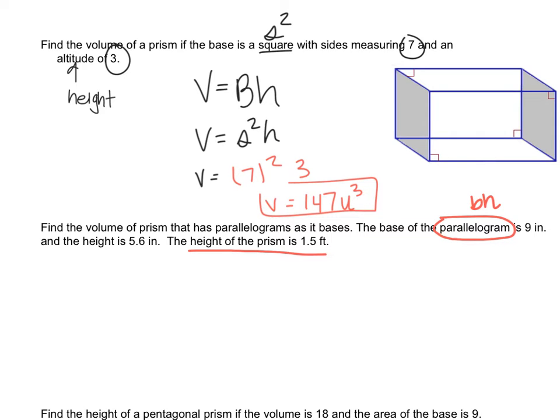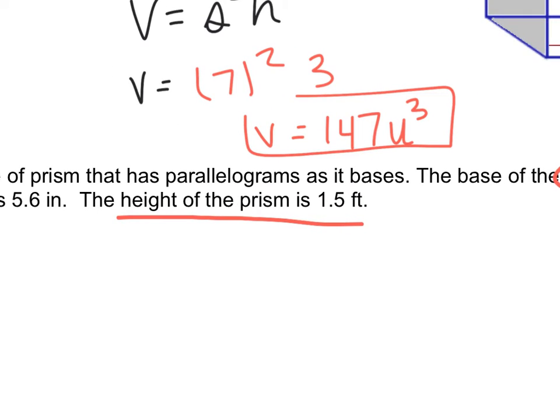Here's the issue. Everything else is in inches. So we need to take account of that. We know there are 12 inches in a foot. So I'm going to just convert this to inches. So times 12. And when I times by 12, I actually get 18. So this is 18 inches.